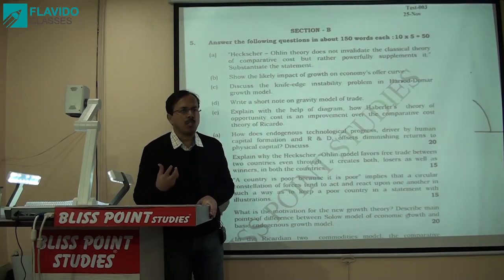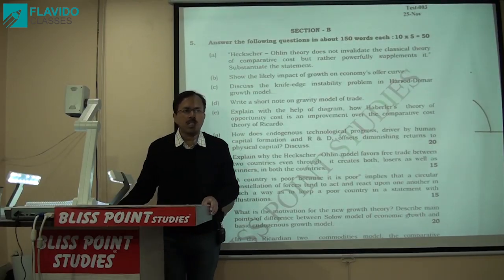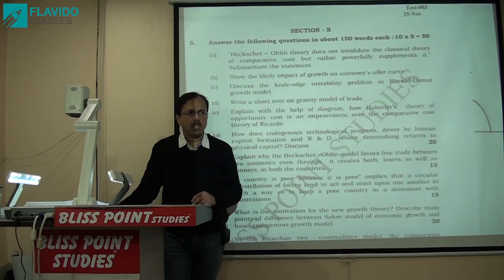So which factor are you using? Labor only. So whatever be the labor value, that will be the value of the good also, because labor value will determine the cost, labor cost is the only cost, and that will determine the entire value of the product. So the Ricardian model was based upon the labor theory of value, but Haberler's theory does not assume that we have only a labor theory of value. That means it is not necessary that labor is the only factor of production.